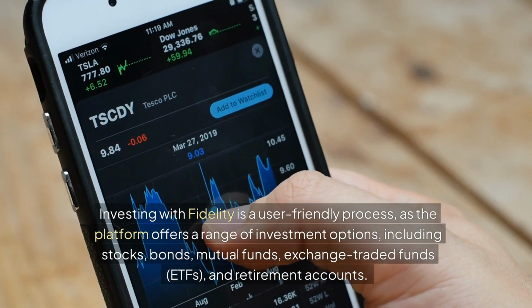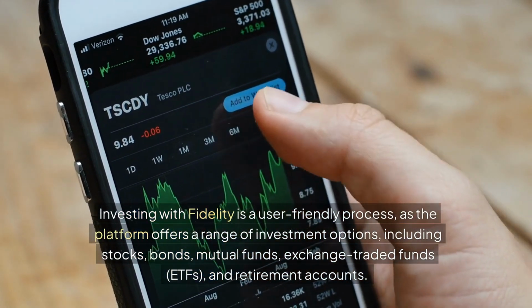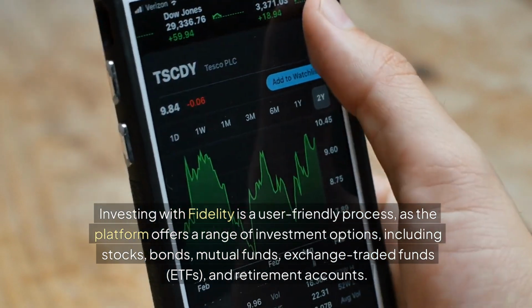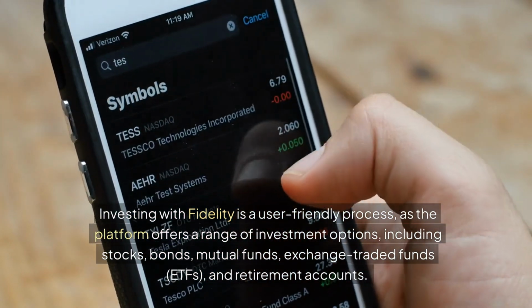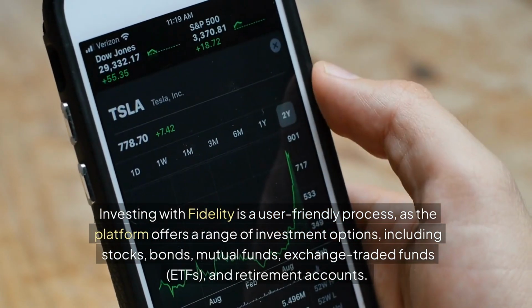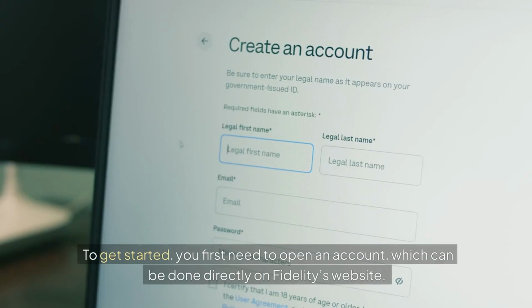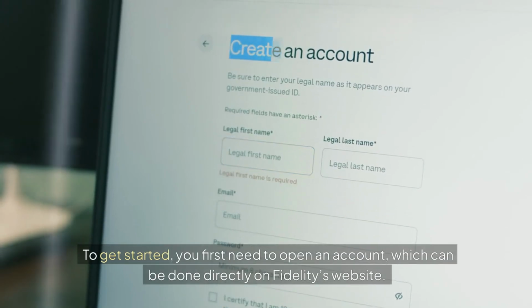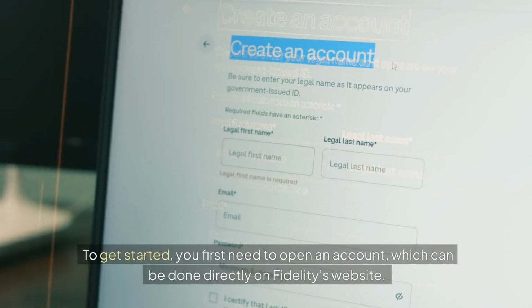Investing with Fidelity is a user-friendly process as the platform offers a range of investment options, including stocks, bonds, mutual funds, exchange-traded funds (ETFs), and retirement accounts. To get started, you first need to open an account, which can be done directly on Fidelity's website.